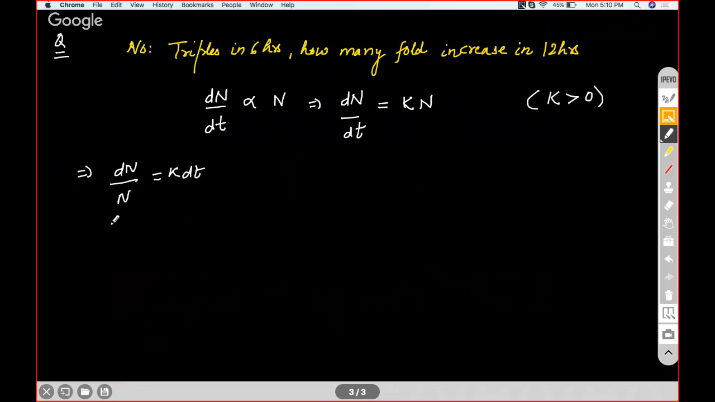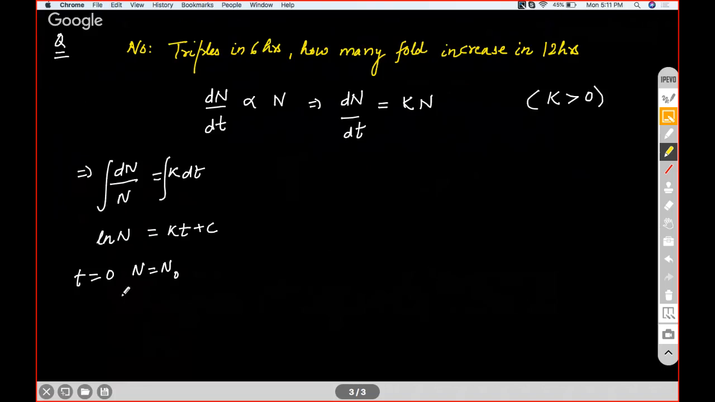Let's integrate. So ln n is equal to kt plus c, and I'll assume that at t equal to 0, n is equal to n naught. Because we don't need to know the initial population, we just need to figure out how many times the population has increased.